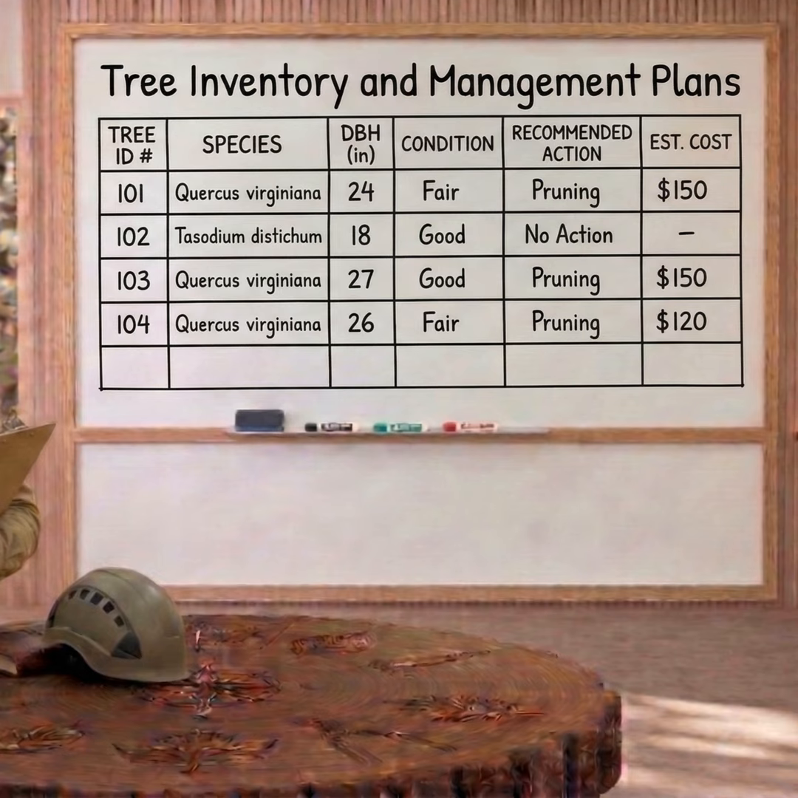Inventory data helps establish pruning cycles. A pruning cycle is the interval between scheduled pruning operations. For example, a city may maintain a 5-year pruning cycle for street trees. This ensures regular inspection and structural pruning, while distributing costs evenly. Maintenance planning also includes pest management.